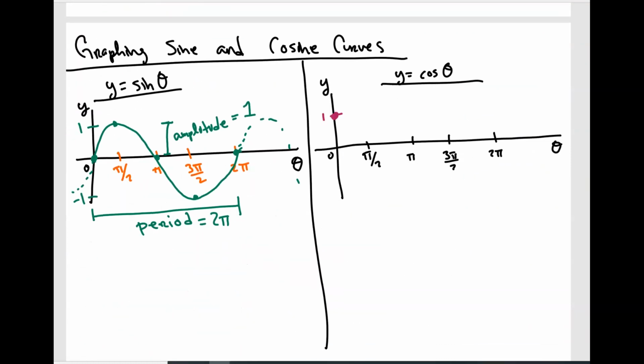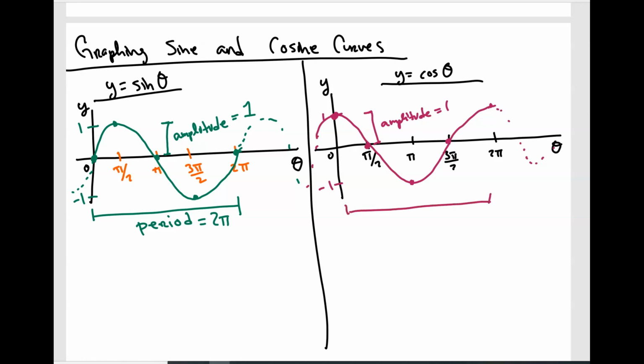Pi over 2 is going to be 0. Pi is going to be negative 1. 3 pi over 2 is going to be 0 again, and then 2 pi is going to be 1. And notice that it completes one full cycle. So if I were to draw it, it looks like this. If I keep drawing more angles, you're going to get more waves. Same thing, the amplitude is going to be equal to 1, and the period for it to complete one full cycle is going to be equal to 2 pi.